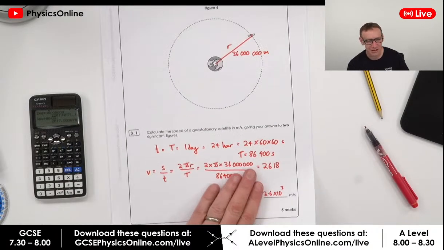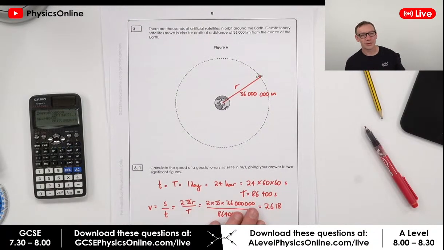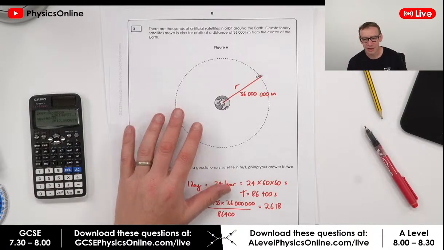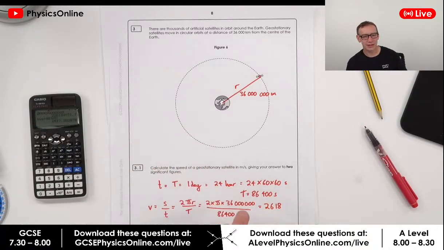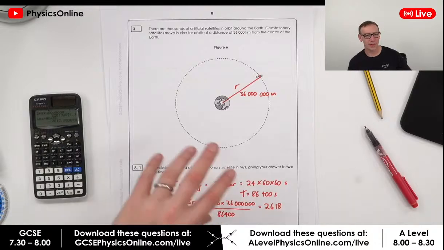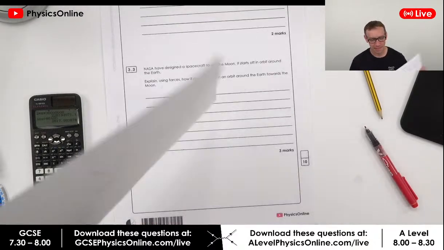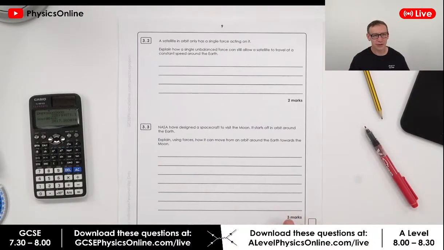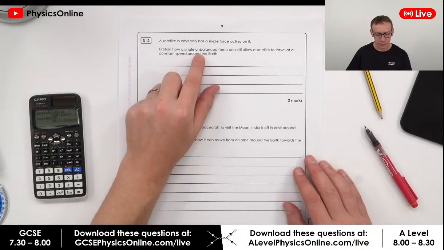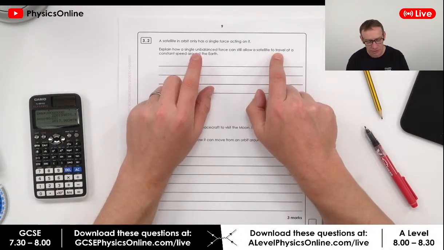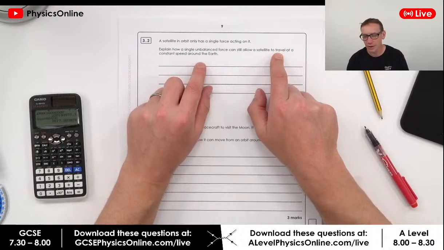Is this astrophysics? Yeah, I guess this is kind of to do with the space module for GCSE, but I would say that actually this one here is just a speed equals distance over time calculation. Okay, the next question is still about satellites, but really a lot of physics is all completely linked to each other. This question says that a satellite in orbit only has a single force acting on it. How can a single unbalanced force allow a satellite to travel at a constant speed around the Earth?